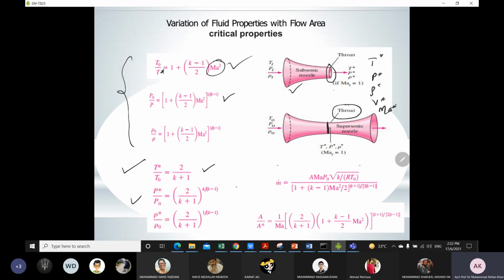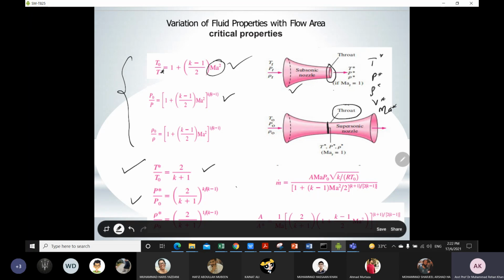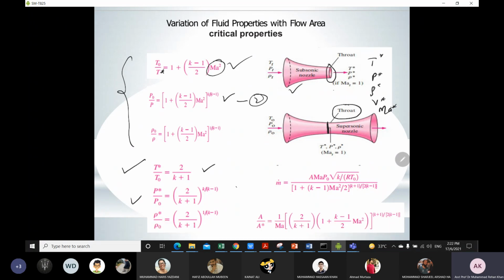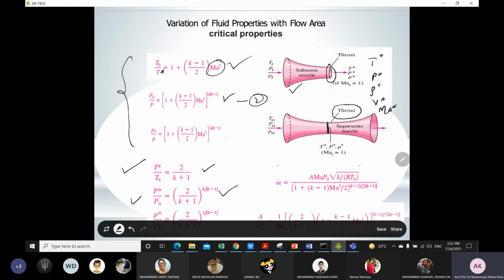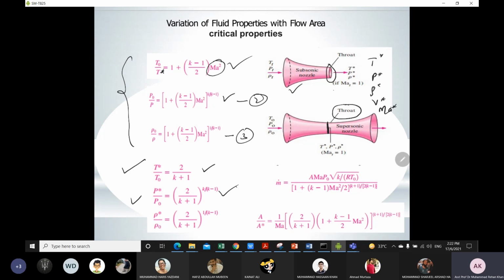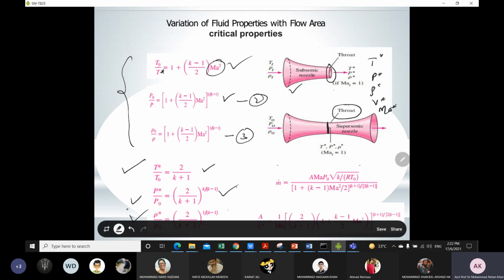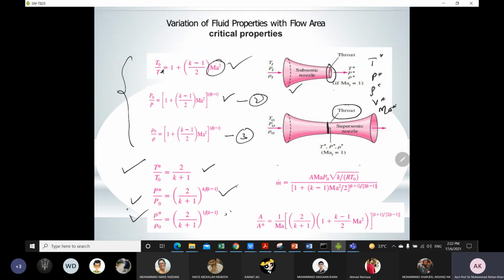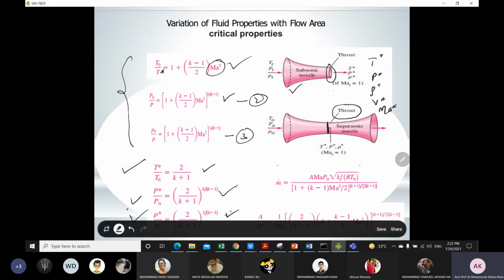Similarly, from the second equation, we get P star by P naught, with Mach number equal to 1. You put it in equation number 2 and you will get this equation. And in equation number 3, if you put Mach number equal to 1, you will get this equation, that is rho star by rho naught. This is how you define critical properties.